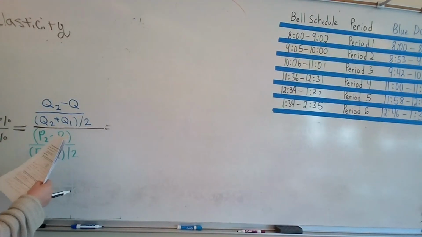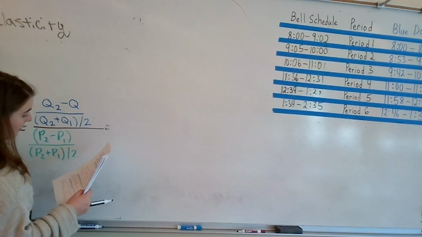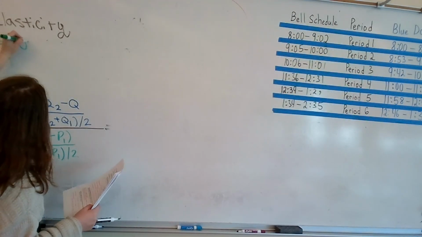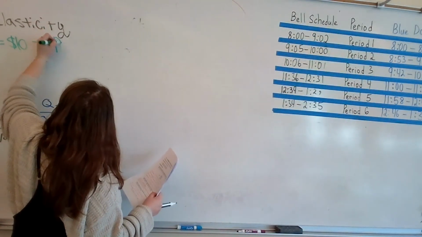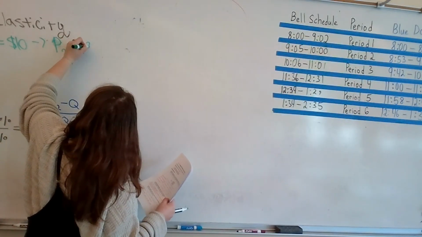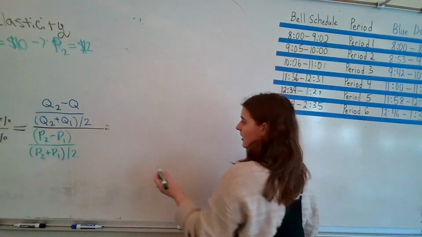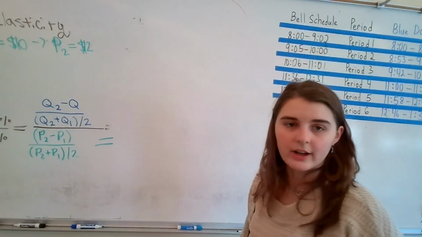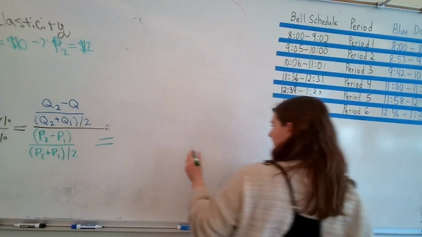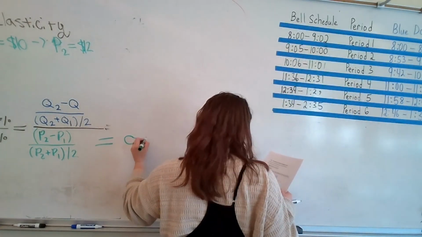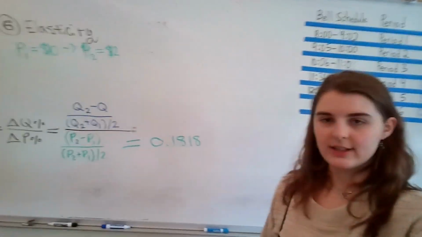Our price, we went from a price of $10 to a price of $12. In this case, prices didn't change. What does that mean for us? Well, we're in good luck. We don't have to calculate the elasticity of price again. Remember, price was at 0.1818. It didn't change from the last calculation we did.